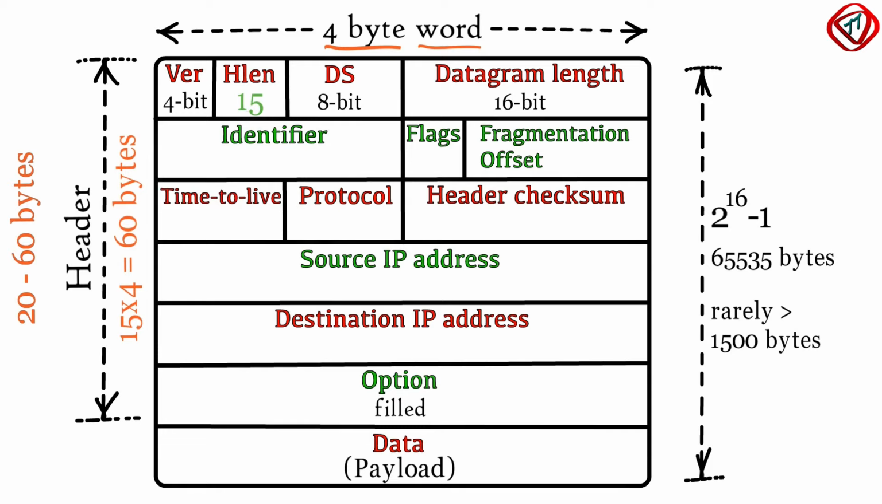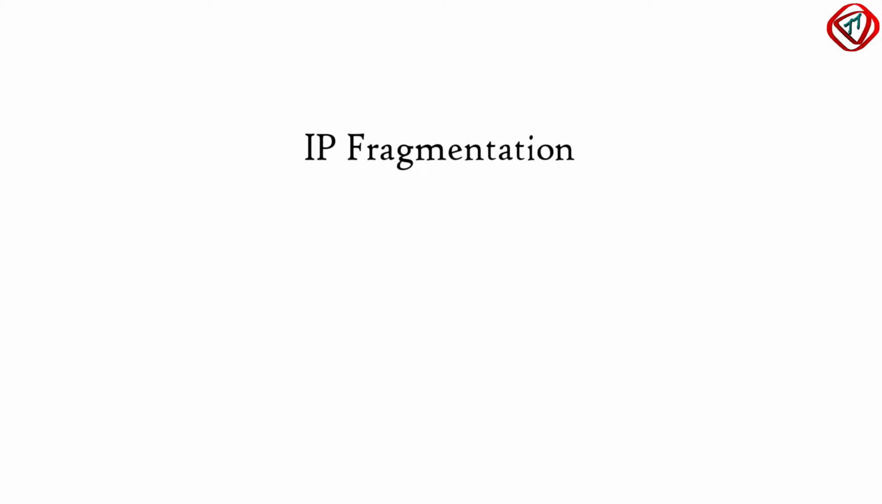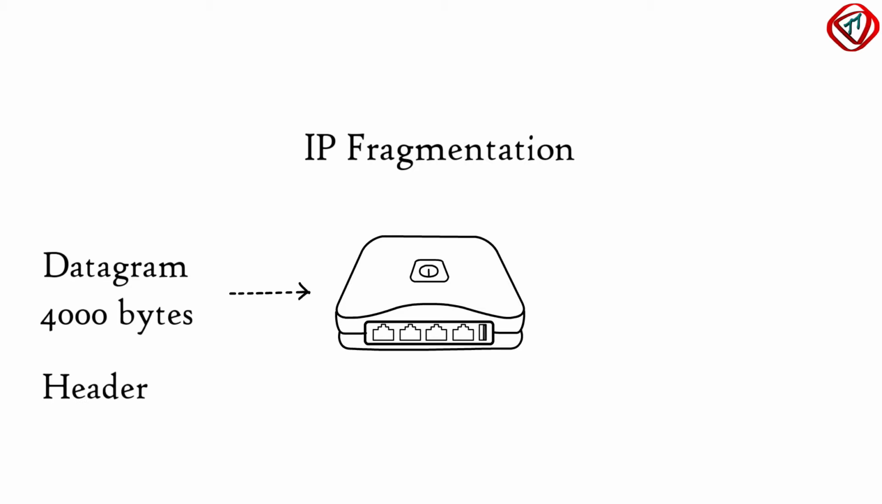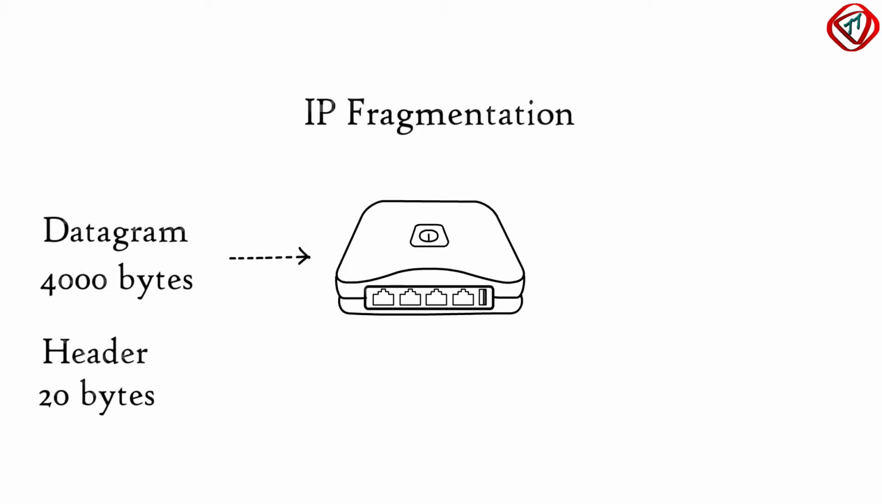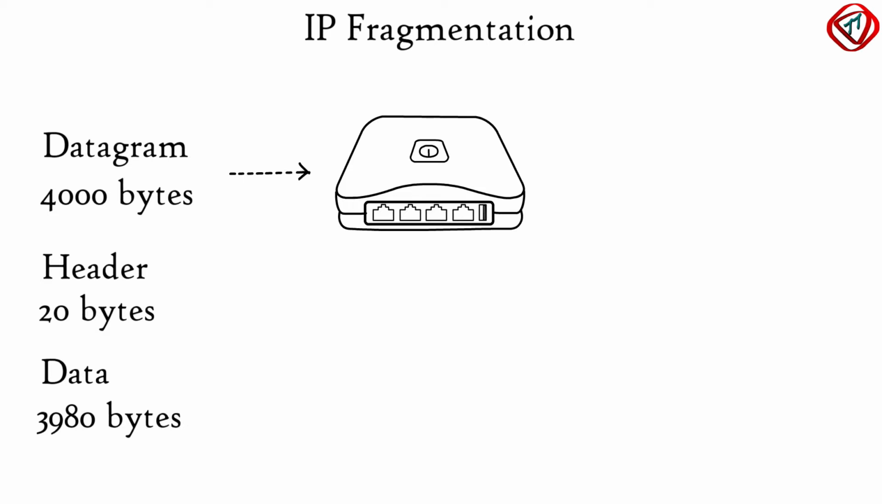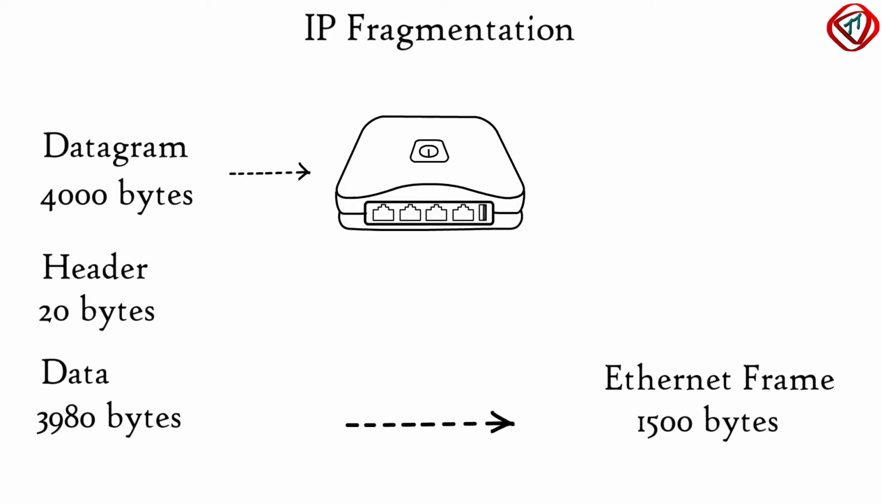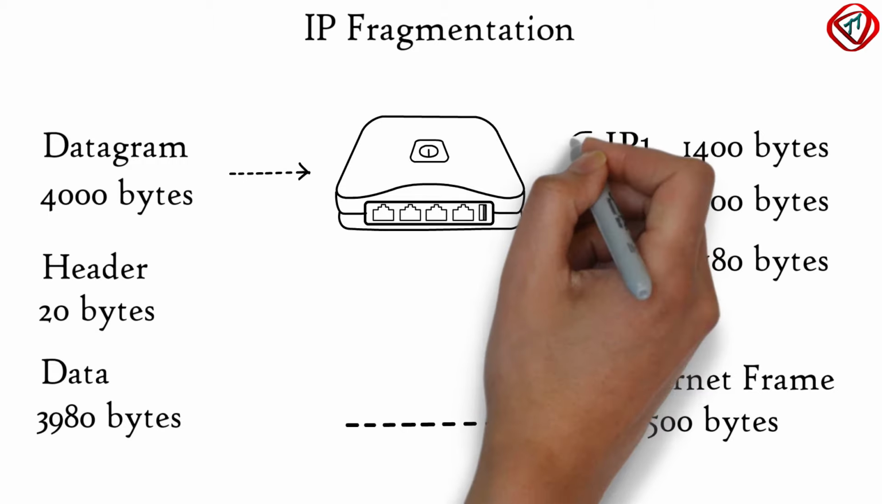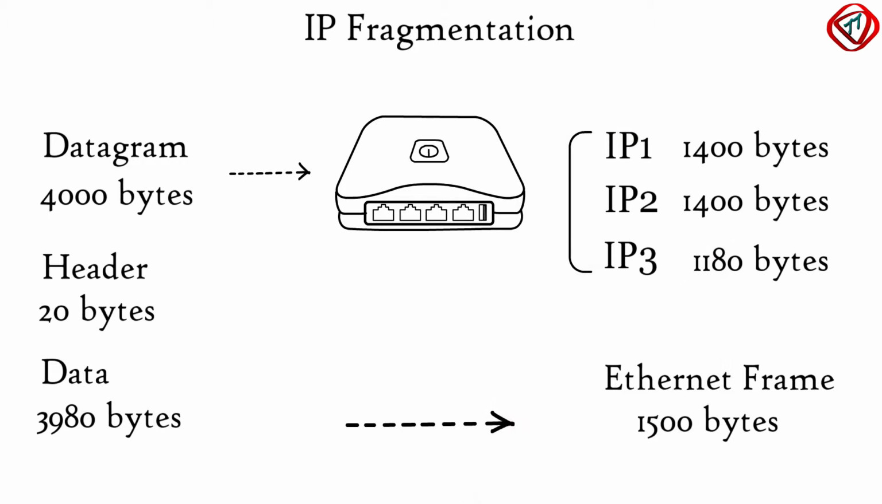Identifier, flags, and fragmentation offset are used in case of IP fragmentation. Suppose the router receives a datagram of 4000 bytes. It has a 20 byte header, so data is 3980 bytes. This data should be encapsulated in an Ethernet frame which supports a maximum of 1500 bytes. In such a case, 3980 bytes are divided into small units and packed into separate IP datagrams so that the whole data can be transmitted. This is called IP fragmentation.